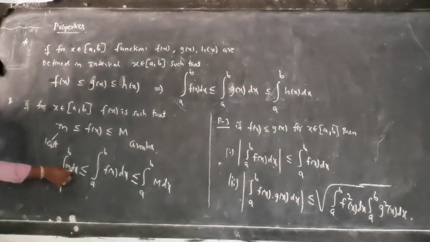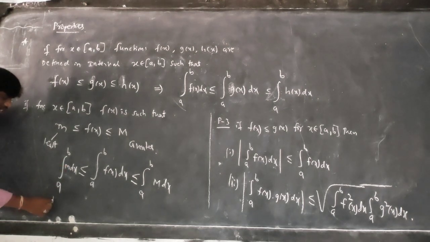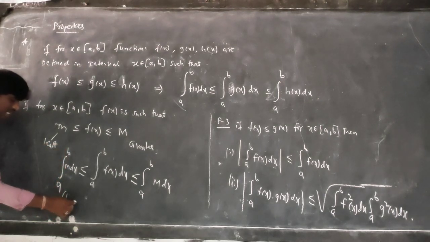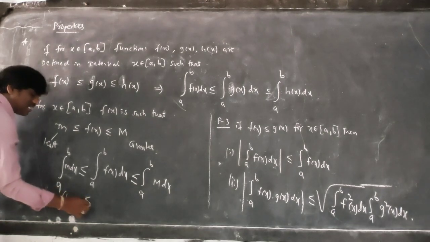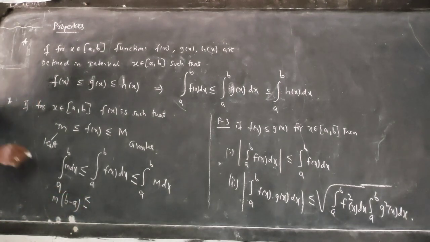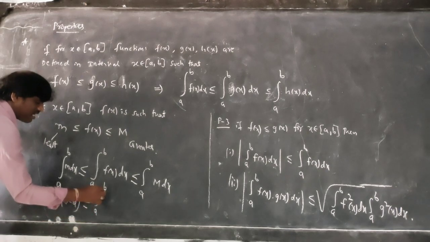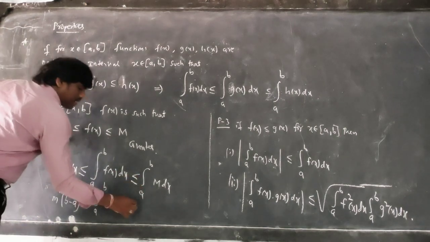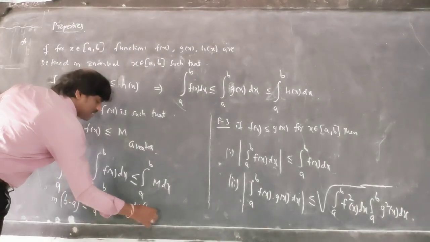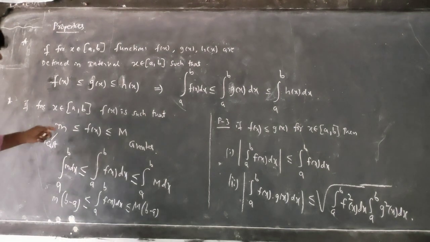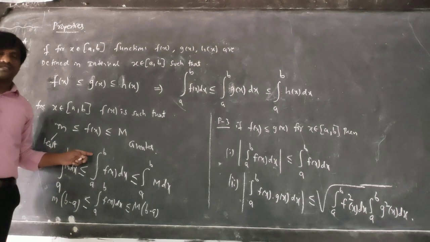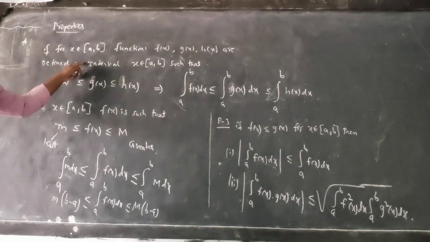It means this value will be how much? m. If m is a constant, m comes out, and integration of 1 is x. I substitute the upper limit and lower limit and get b minus a. You will understand more when I explain the example. And integration a to b of f of x dx is less than or equal to capital M times b minus a. So this is the most important one. It is asked in JEE Mains. This question, based on this, they asked in JEE Mains. So we discussed this.